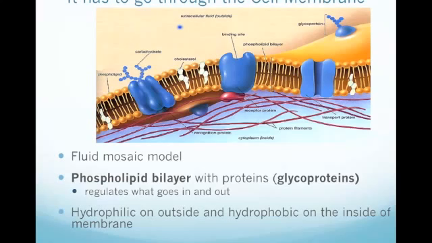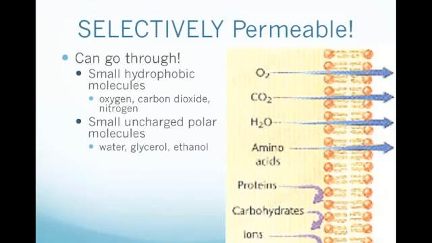So it all goes through your cell membrane, which is known as a fluid mosaic model because it keeps moving, which allows things to move in and out of it. It is, as we learned with the cell and organelles, a phospholipid bilayer with proteins that are embedded in it, and it regulates what goes in and out of your cell by being selectively permeable.